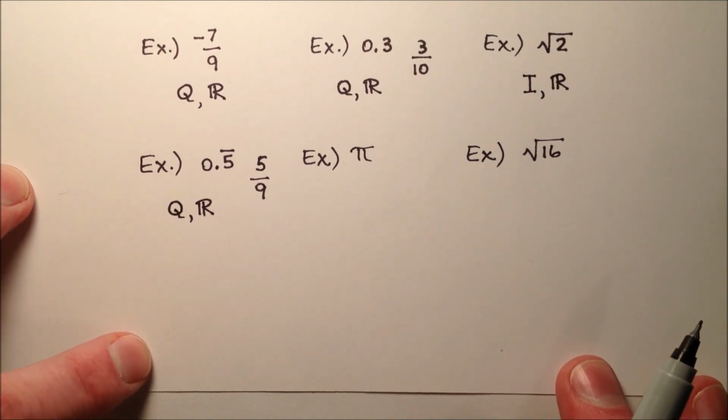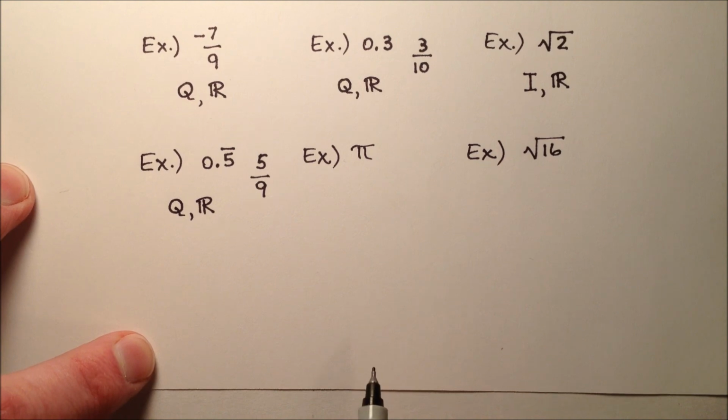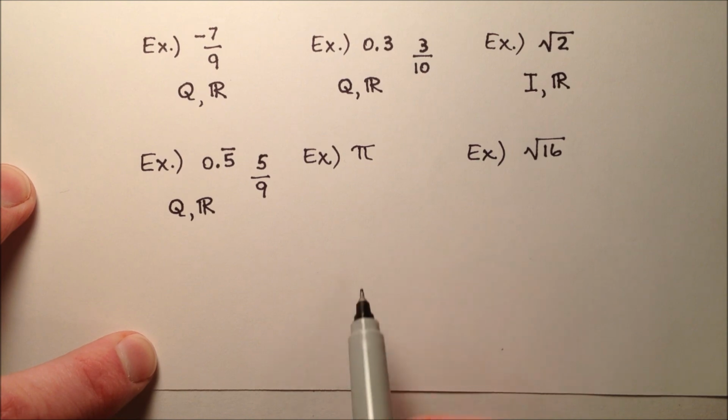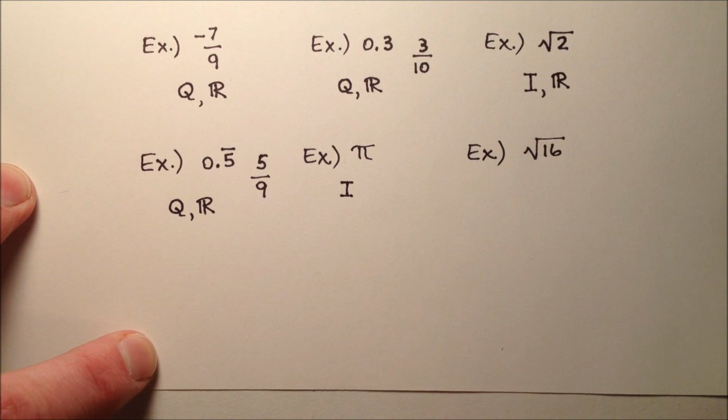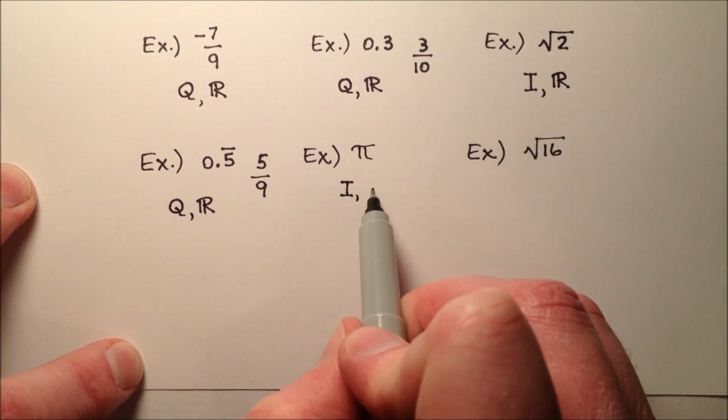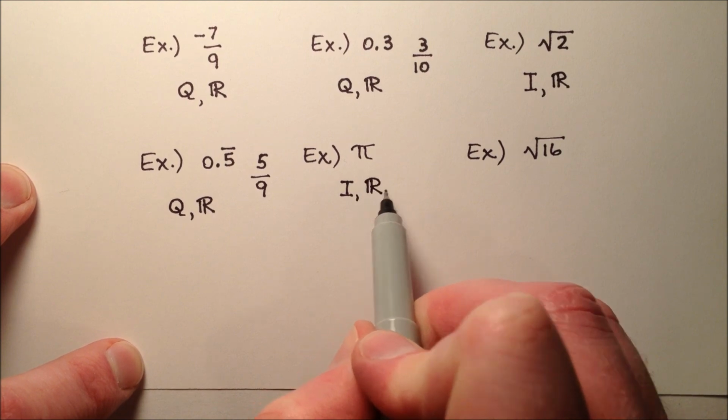Our next example is pi. And pi in decimal form is 3.14159, and it continues on, but with no rhyme or reason. So since there's no rhyme or reason to its decimals, it's going to be irrational, because we cannot write pi as a ratio of two integers. And if it's irrational, it's also going to be real.